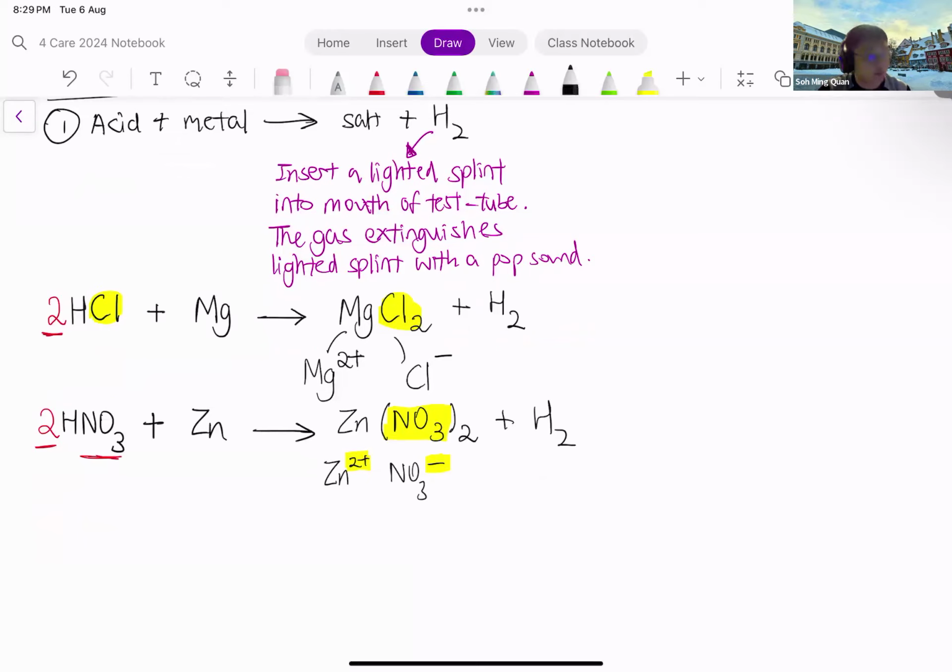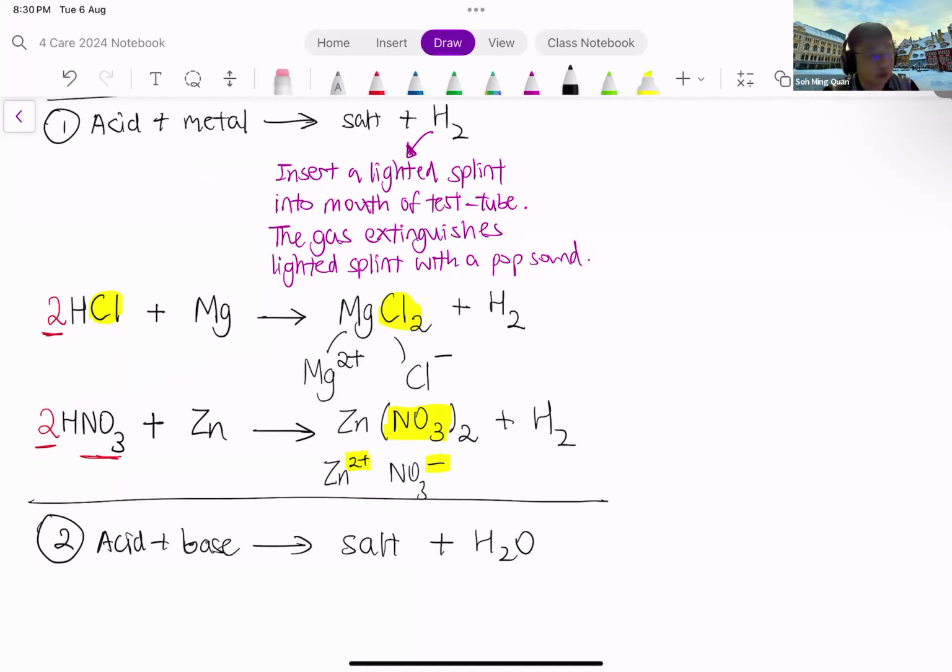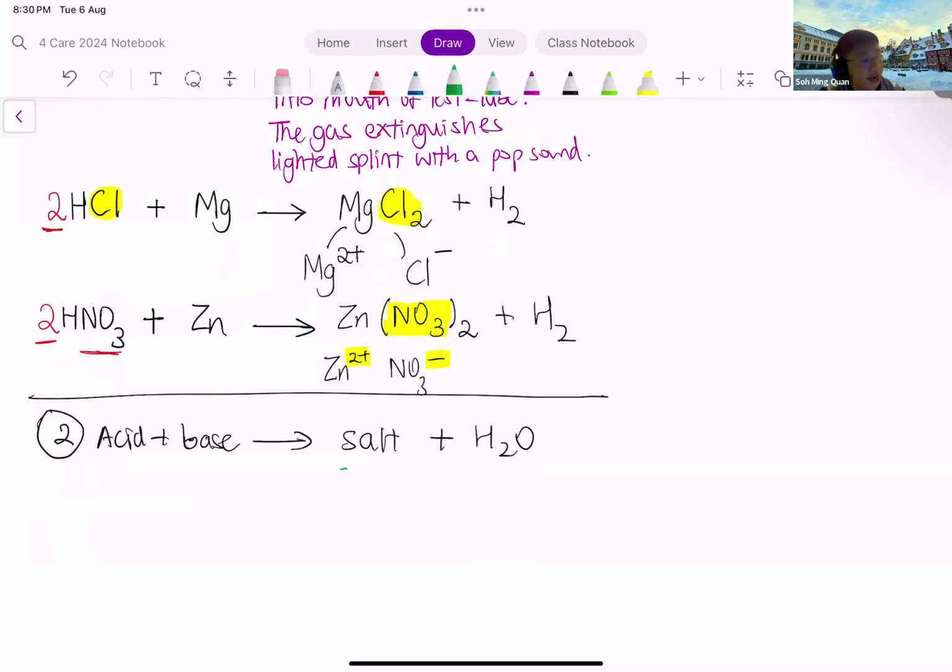Now, that's the first reaction of acid. The second reaction of acid is acid plus base. Okay, we mentioned that acids and bases are opposite kinds of substances. So when you mix an acid and a base together, they react to give you salt and water. Okay, so acid plus base gives you salt and water. And this reaction is known as neutralization. Now, why is this reaction known as neutralization? That's because salt and water formed are both neutral.